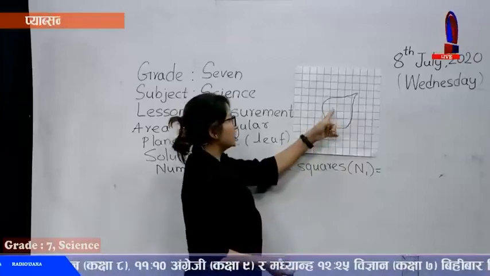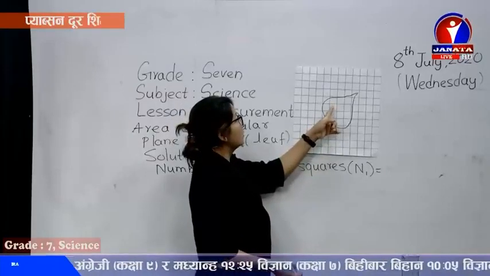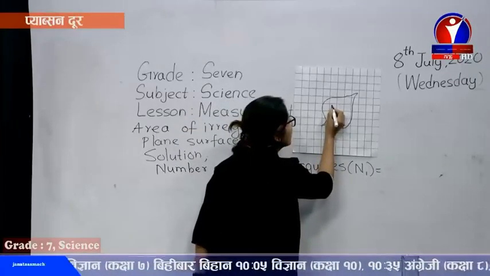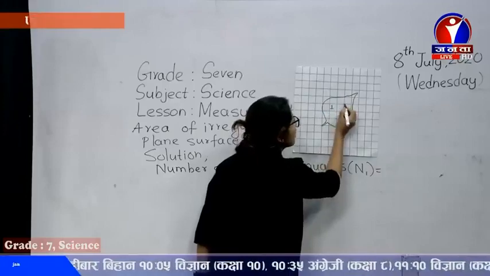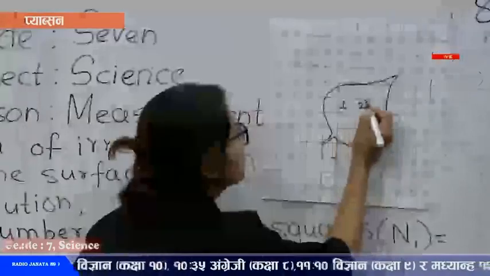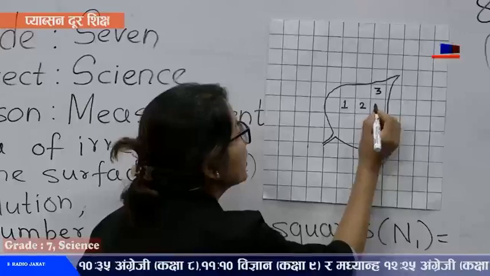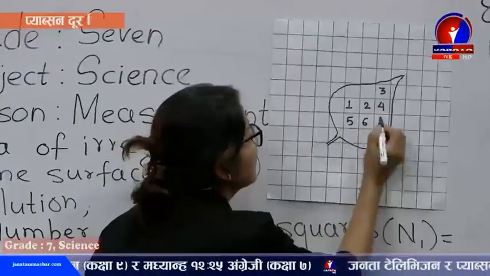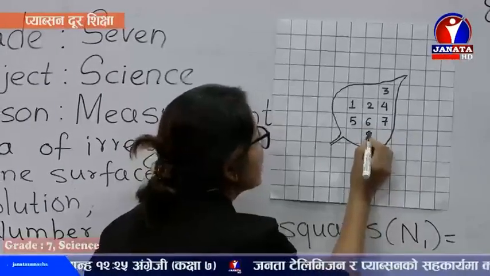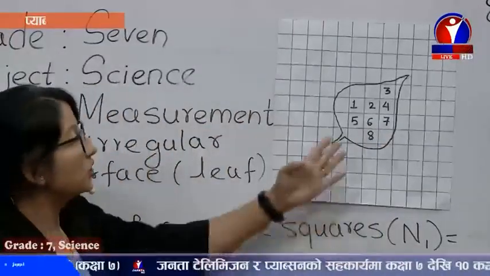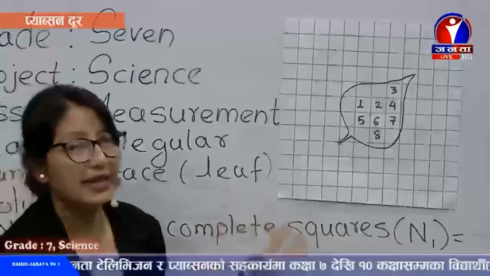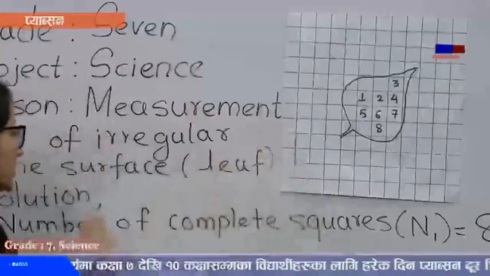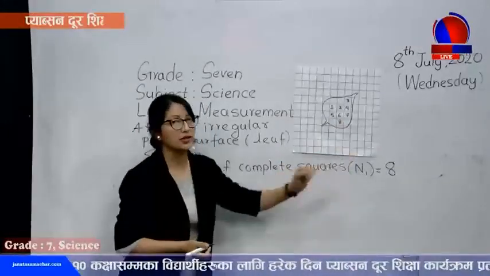Let's check over here. You can just check it over here. Let's count the complete squares first of all. We can see over here, it's a complete square. I'll write here as 1. This is also a complete square. Let's write it as 2. This is also a complete square. 3, and this is 4. This is 5. This is 6, and this is 7, and this is 8 altogether. When we count the number of squares, there are altogether 8 complete squares. So the number of complete squares is altogether 8.